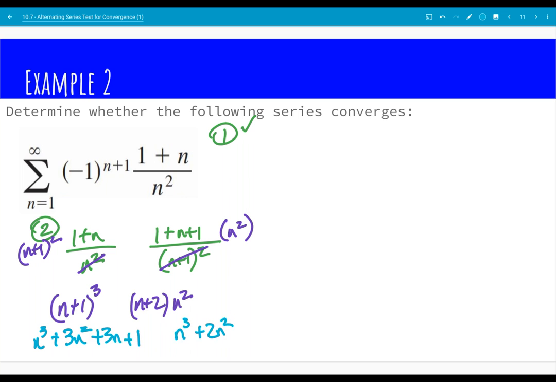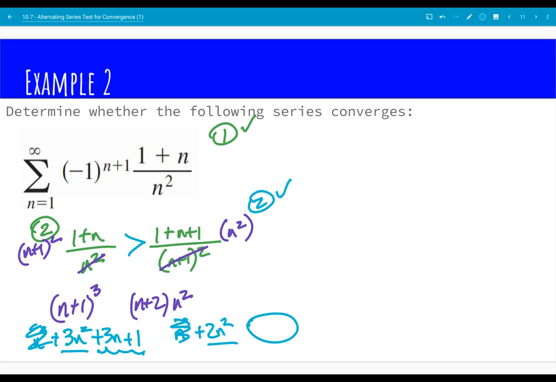So this makes it pretty obvious, I think, when n is a positive number, the n cubes cancel each other out, and then the 3n squared is bigger than the 2n squared, and then obviously we have this extra 3n plus 1, which isn't over here. So long story short, it is a decreasing function.